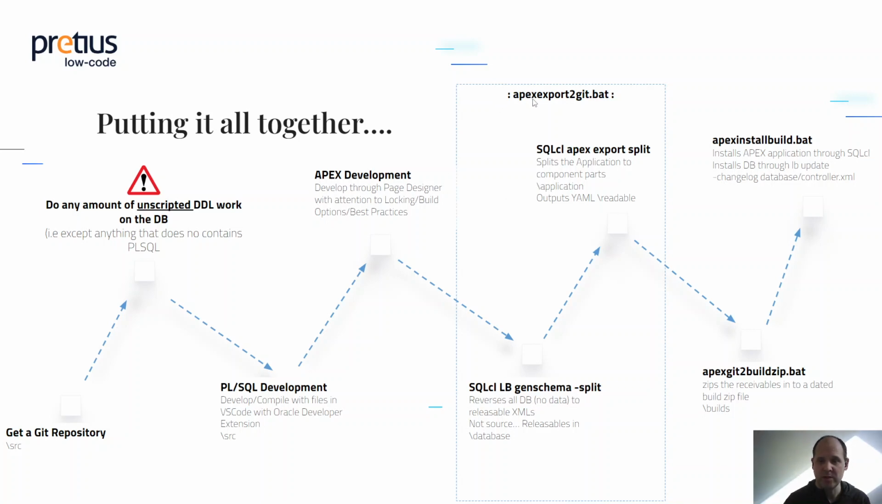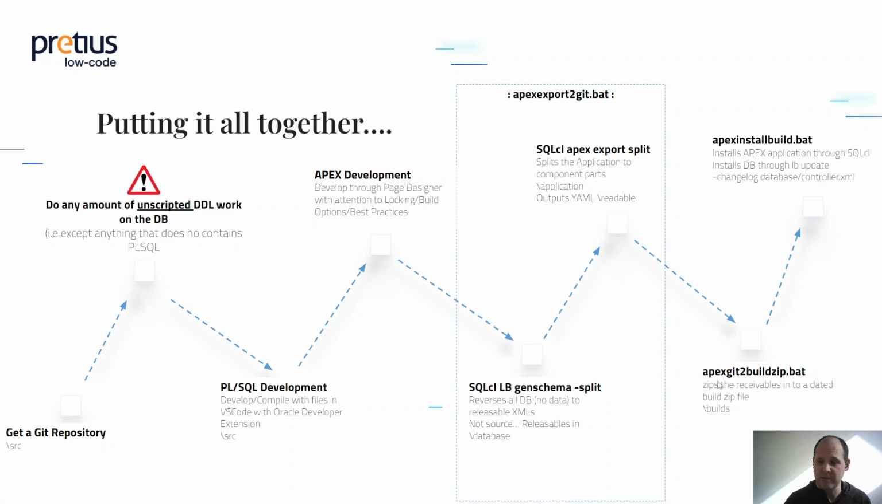Right, now we're going to use a script, export to Git, which exports the schema, gen schema split. So it creates my XMLs in my database folder as releasables. It's not the source. Remember, I don't need to open that. Then I'm going to use SQLcl export Apex to split and put it in my application folder and my YAML in my readable folder. So that's done in one script.